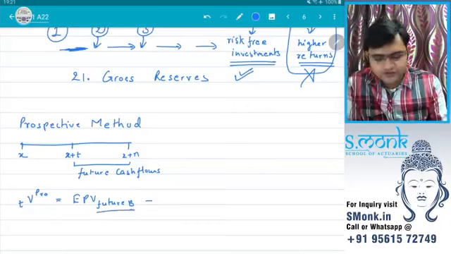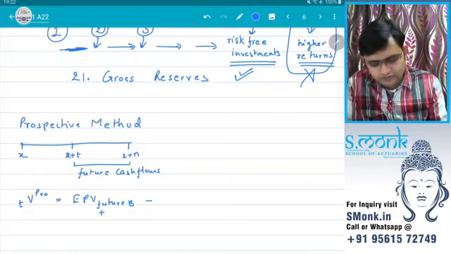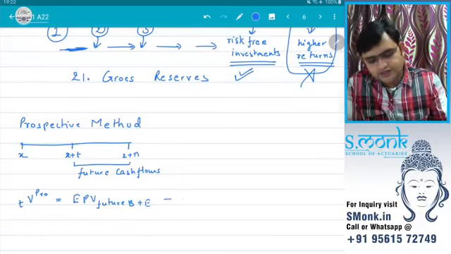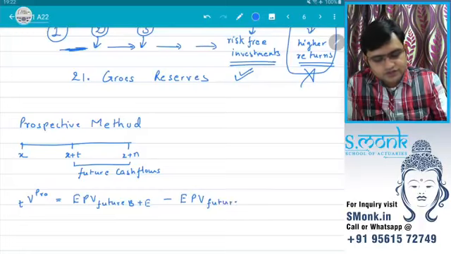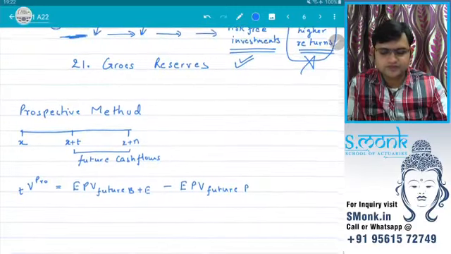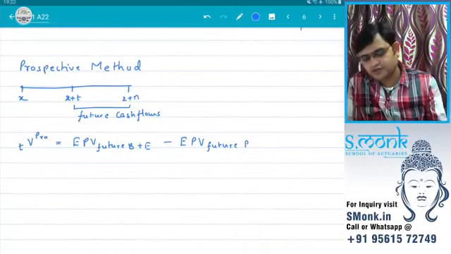We know B, I always write for benefits plus bonus, plus expenses. Okay, I'll write it as E. So future benefits plus expenses minus expected present value of future premium. That is how we'll be calculating our prospective method.